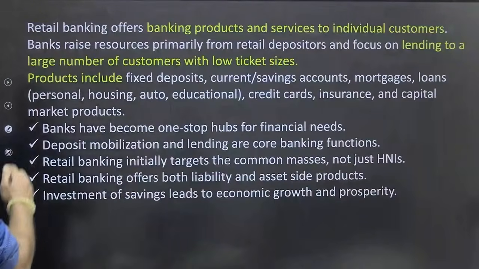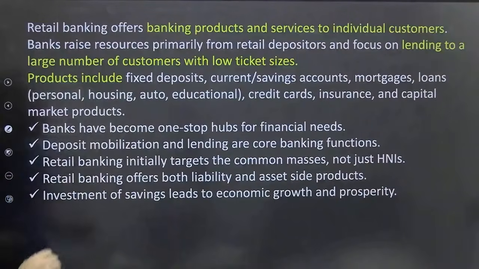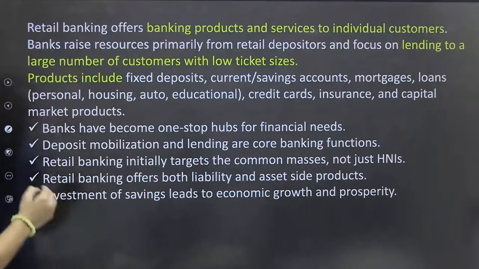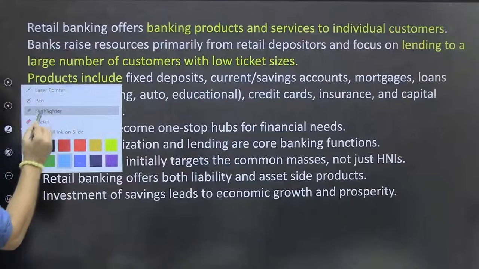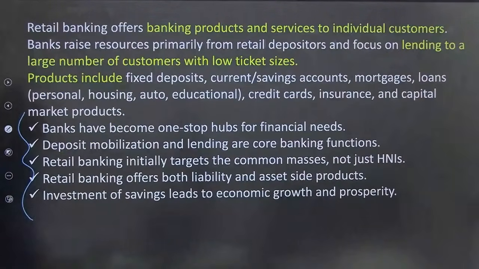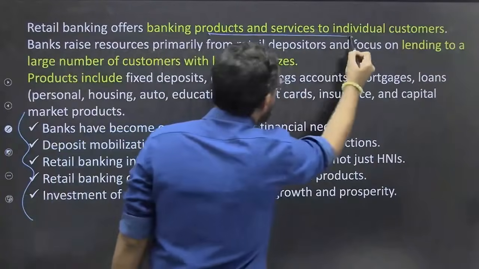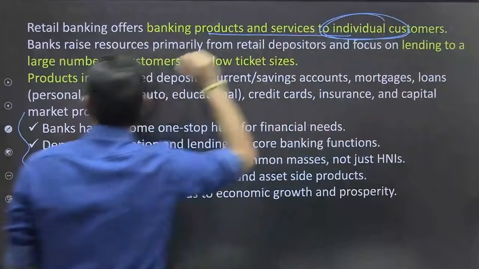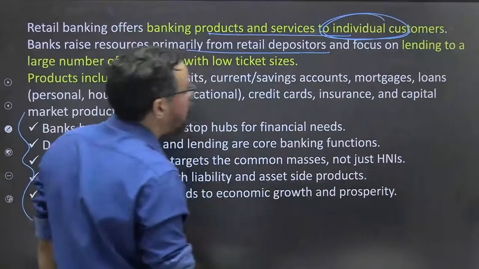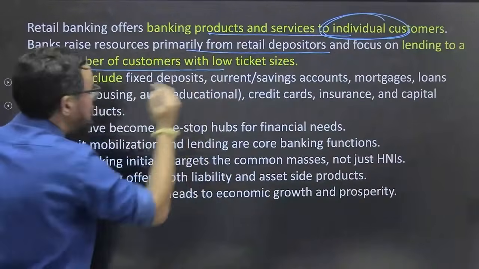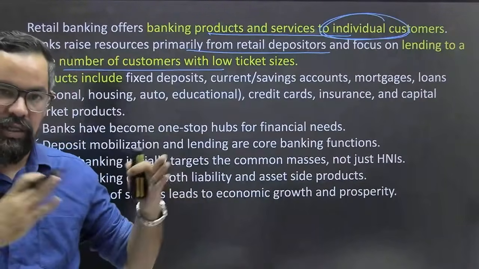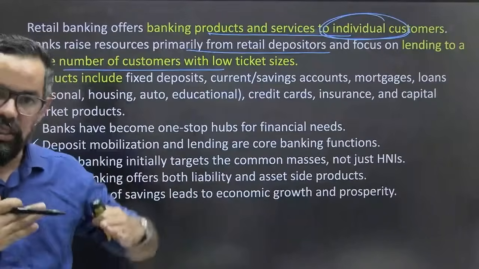Okay. So guys, see how you will face the question. There will be a question something like this. They are going to ask, what is retail banking? These are the areas which will get tested in your examinations. When it comes to retail banking, it offers products and services to individual customers, and the bank raises resources primarily from retail depositors and focuses on lending to a large number of customers with low ticket size. Usually we have two types of classification in retail banking. One is masses, another one is classes.